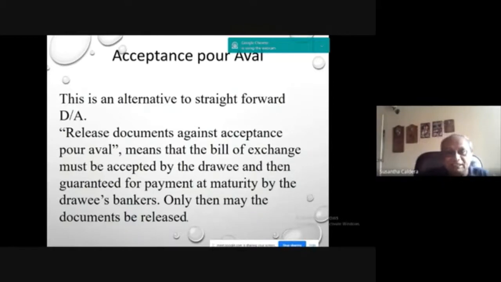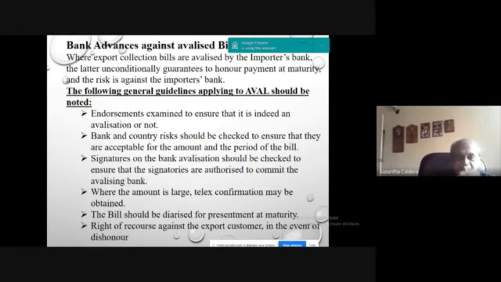Right? Means that the bill of exchange must be accepted by the drawee. The importer has to accept and then guaranteed for payment at maturity by the drawee's bankers. Only then may the documents be released. You got it? Once the drawee accepts the bill, it has to be guaranteed for payment at maturity by the drawee's bankers. Then only the documents will be released.